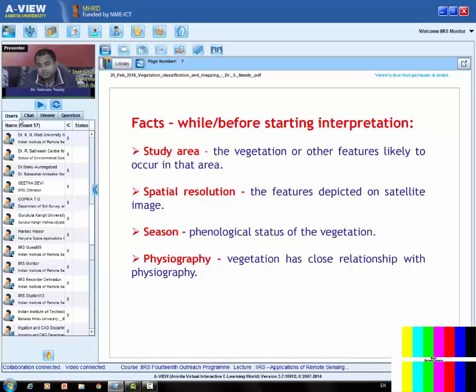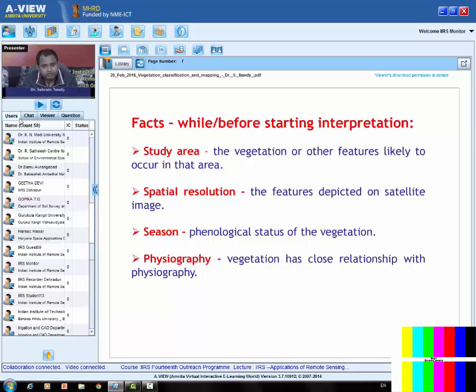For forest studies, mainly for vegetation studies, the phenological status of the vegetation is very important. If you are interpreting a dry deciduous area and you have taken a dry season imagery, you will interpret everything as a non-forest area, because the reflection you are getting is basically the reflection of the ground as well as the stems. So season is also important, and so is the physiography. Physiography has a very close relation with vegetation.